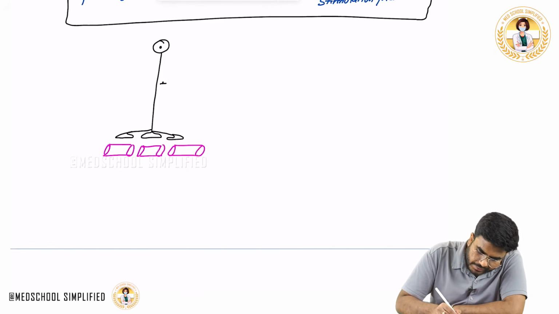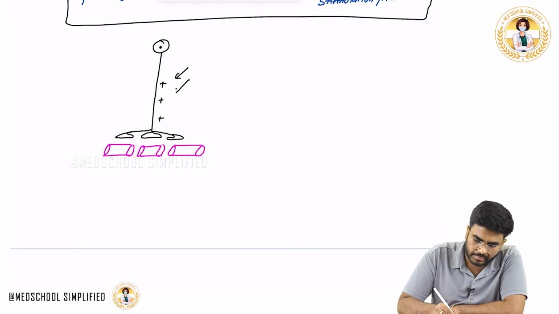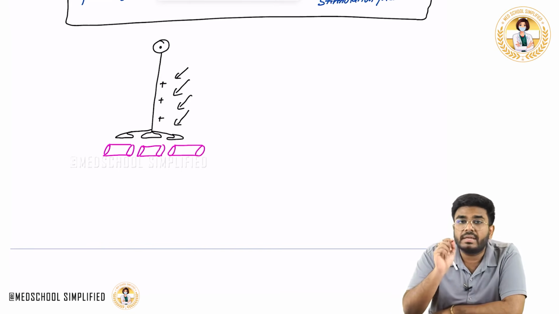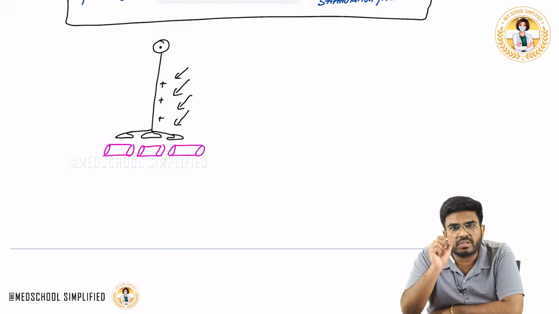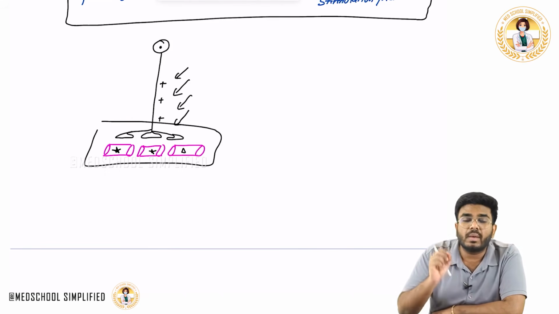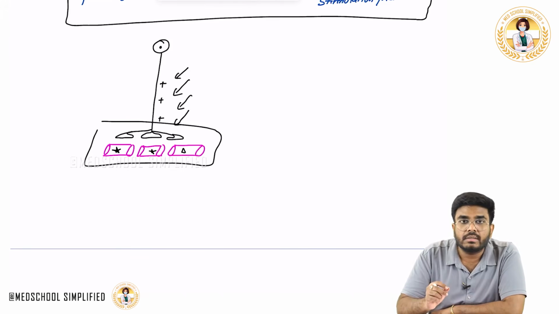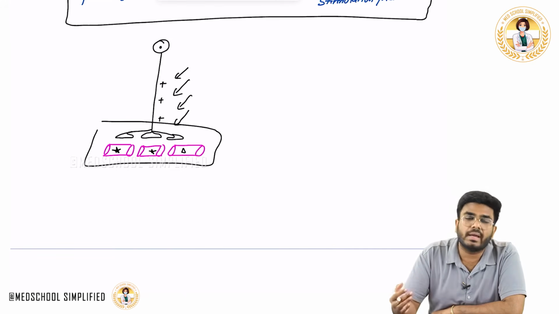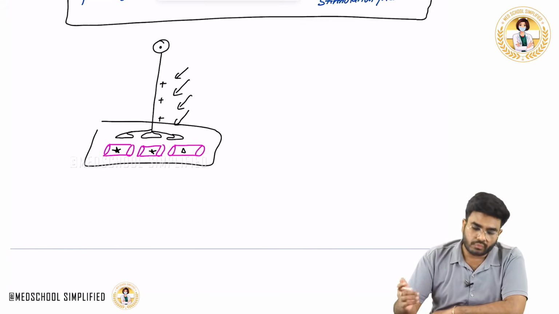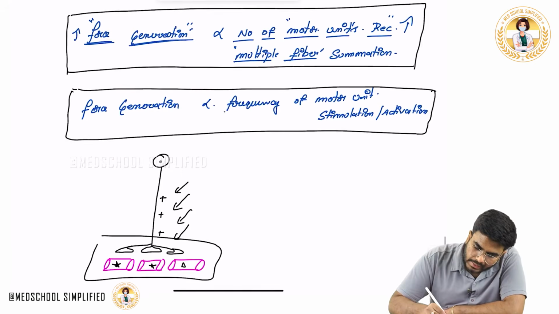Now you are stimulating it, and it is producing action potentials. For example, you stimulate it 1 time, 2 times, 3 times, 4 times. If you are stimulating it continuously, the frequency of stimulation is more, so this whole motor unit is getting activated. The more times you stimulate it, the more powerfully it will contract, and the more force will be generated. So force generation is directly proportional to frequency.